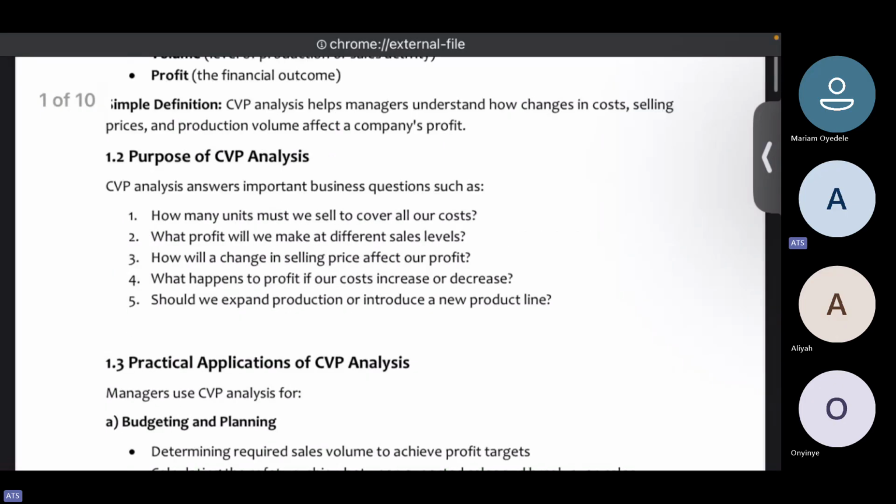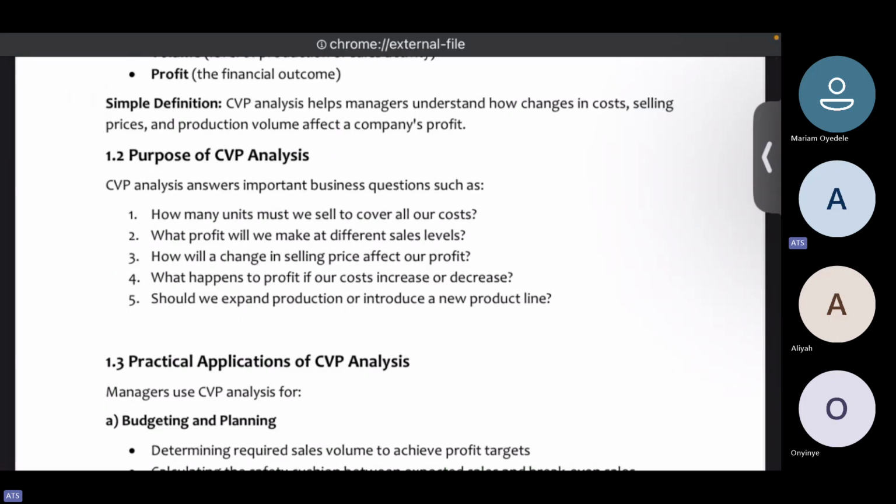We go further to look at the purpose of CVP analysis. CVP analysis answers important business questions like, how many units must we sell to cover our costs? What profit should we make at different sales levels? How will a change in selling price affect our profits? There are times you might look at historical records and say, if I increase my selling price, your demand will go lower. So you want to see whether it makes sense to increase price when you know that your level of sales will be going down. What happens to profits if our cost increases or decreases? And should we expand production or introduce a new production line?